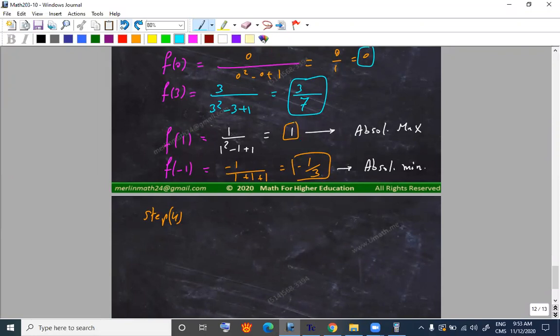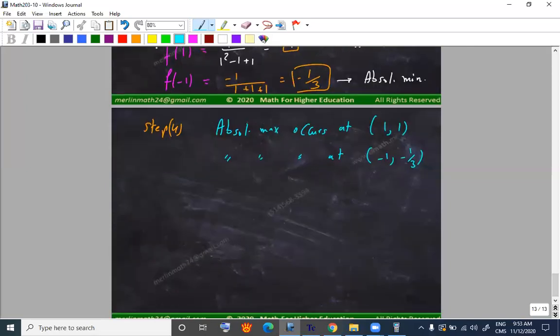I may present it as: absolute maximum occurs at the point (1, 1), and absolute minimum occurs at the point (-1, -1/3). You may present it this way or the other way. Which way you prefer is up to you. Do you want to write the statement or just write where it occurs? Just the point. Okay, so I would say absolute maximum occurs at the point. How much is x? How much is y? Absolute minimum occurs at how much is x? How much is y?